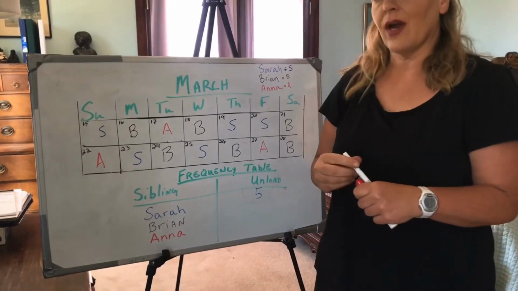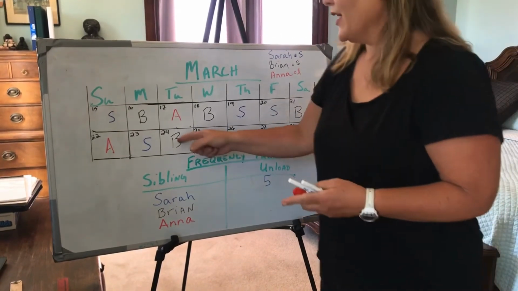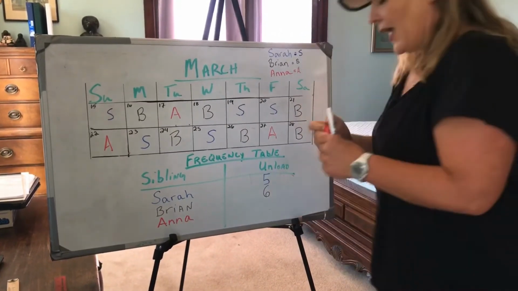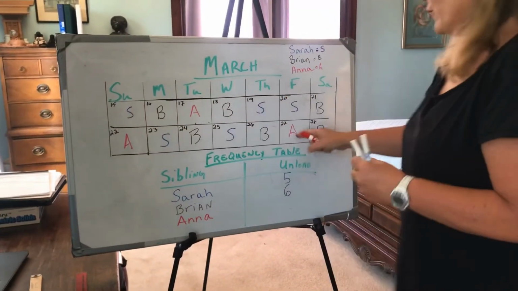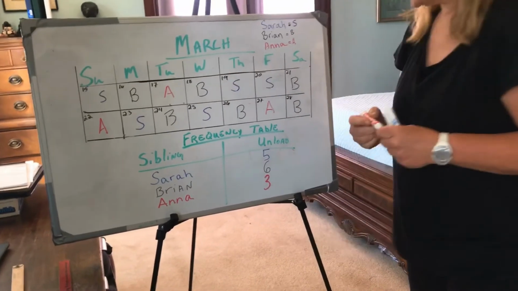How many times did Brian unload the dishwasher? 1, 2, 3, 4, 5, 6. Brian unloaded the dishwasher 6 times. How many times did Anna unload the dishwasher? 1, 2, 3. Anna only unloaded the dishwasher 3 times.